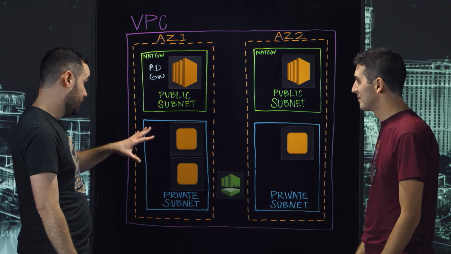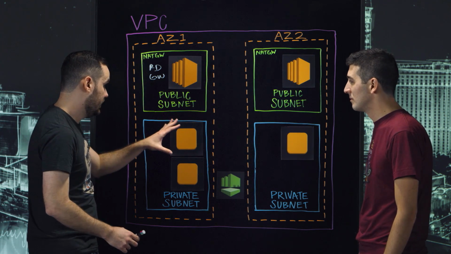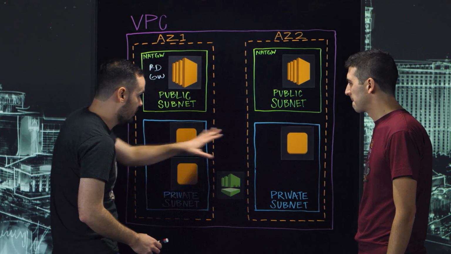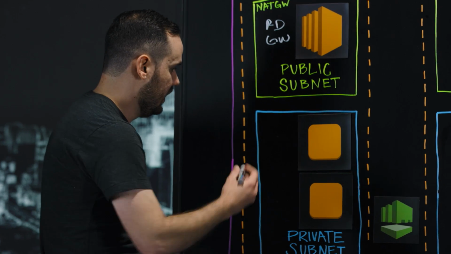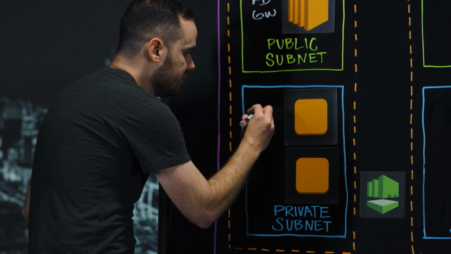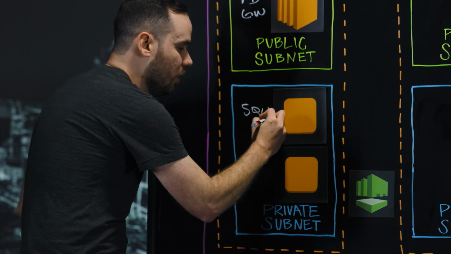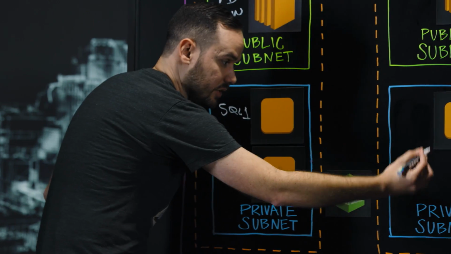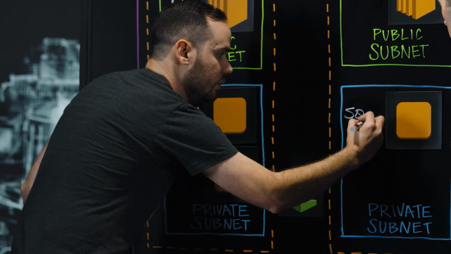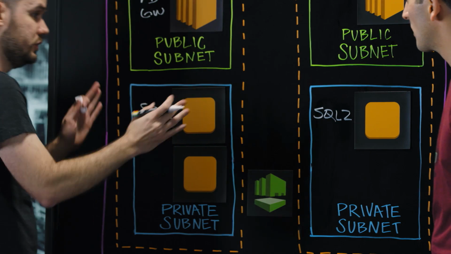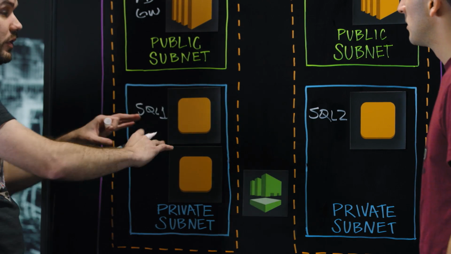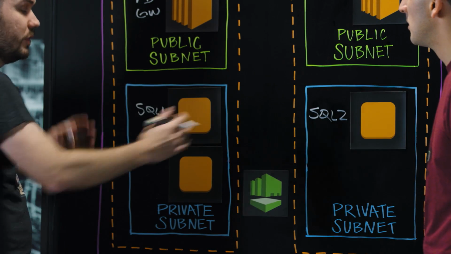Correct. So as part of the SQL workload itself, we deploy this in two different private subnets. And one of the instances that we deploy here is a SQL Server, called SQL 1. And on the other side, on the other private subnet, we deploy SQL 2. These are the two SQL Server instances that are in a failover cluster, a Windows Server failover cluster.